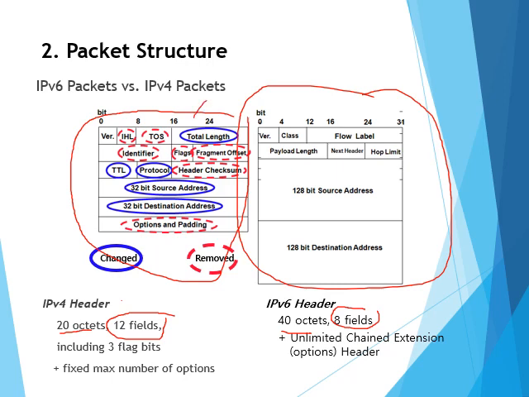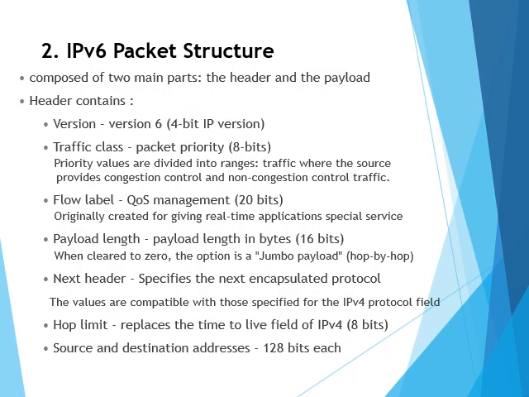So you can see the changes between the packet structure of IP version 4 and version 6. The blue circle means change. The dotted line means removed. So it has removed 7 fields from version 4 to version 6. Okay, this is the explanation in detail.